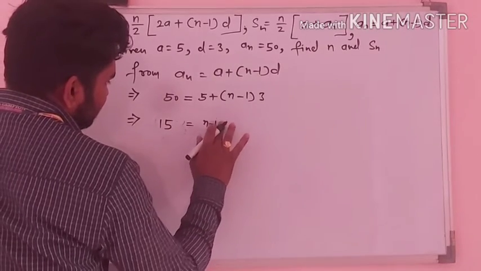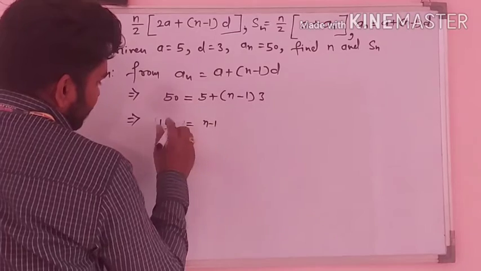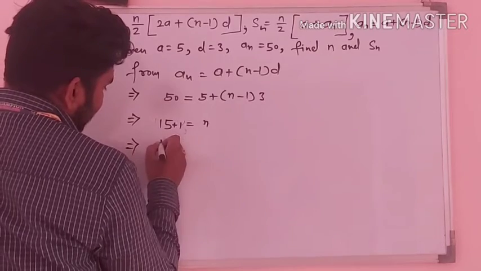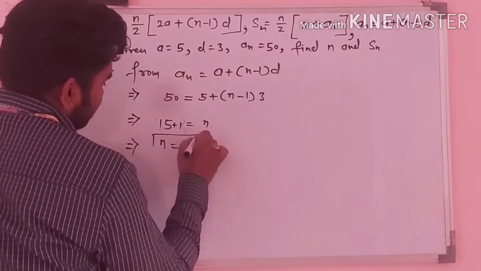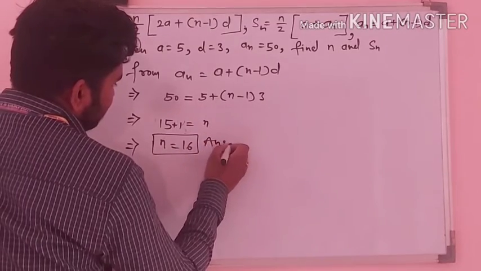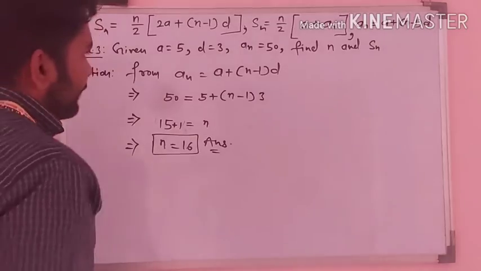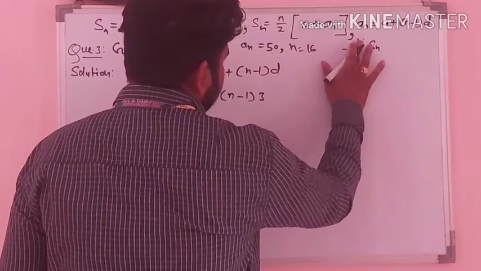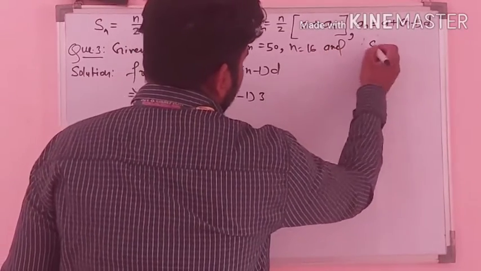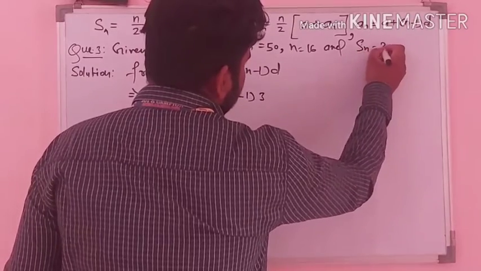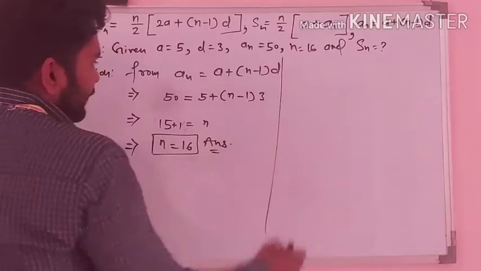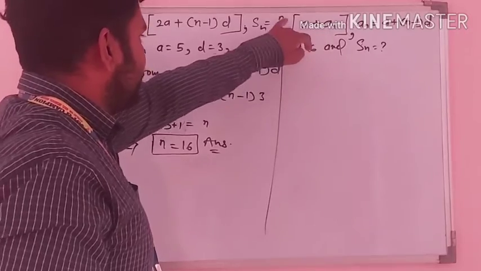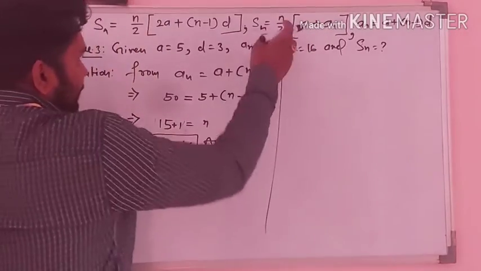Okay, and here minus 1, where do I take it, so this becomes plus 1. Right, that means n becomes 16. This is our answer. Okay, so we got n is equal to 16, and find out Sn. So here we can put the values in this formula because we know a and an also and n by 2 also. Okay, so it is a so easy formula.